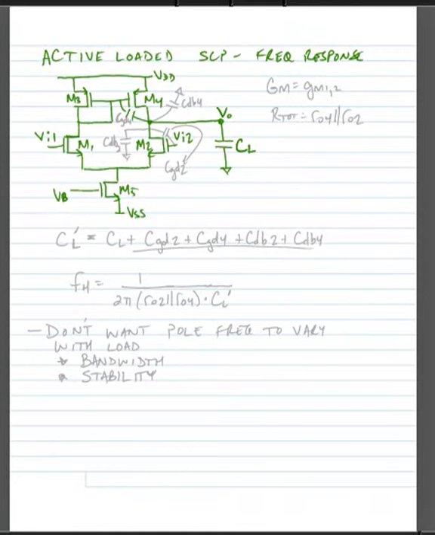And we also have the internal capacitance from the device. So we would have a CGD for M4, we would have a CDB for M2, we would have a CGD for M2, and we would have a CDB for M4.